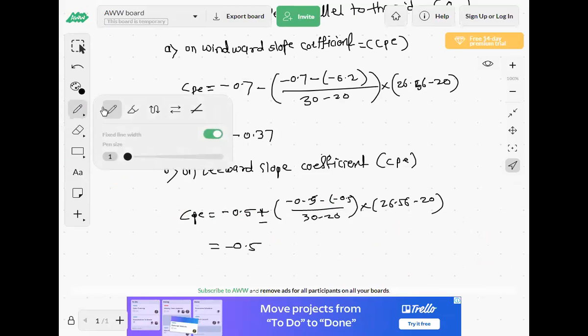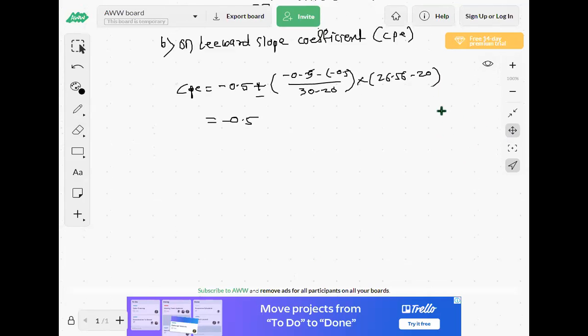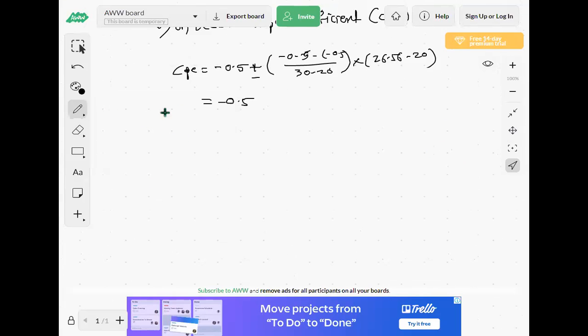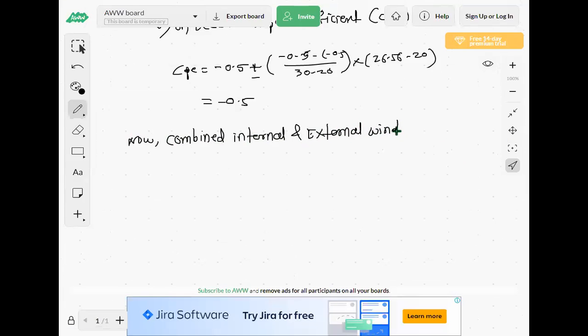So we got the two coefficients for leeward and windward side for the wind parallel to the ridge. Okay. Now similarly, now we have to combine internal and external wind pressure. So that is CPE plus minus CPI into PD.